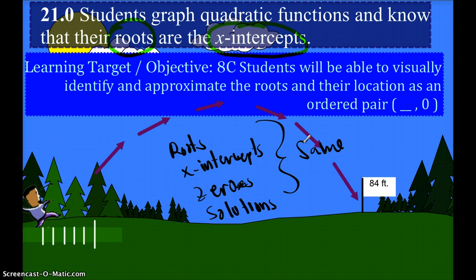They represent two exact points: the start and the end, where it crosses the x-axis. That's all you need to know. All four of these things are start and end where it touches the x-axis. Okay, so students will identify visually and approximate the roots. So this should have a value, and all the values will look like this: something comma zero, something comma zero. That's what you should be able to do by the end of the day.